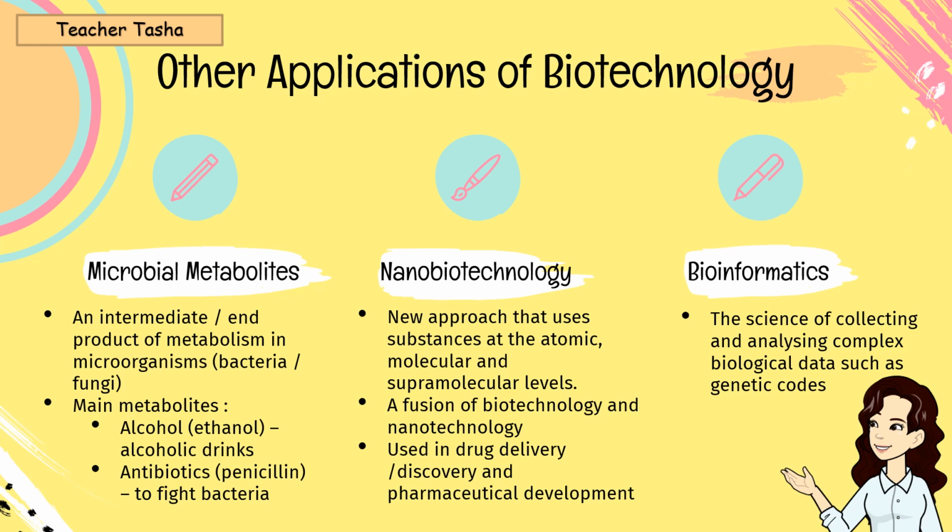When we talk about antibiotics, antibiotics such as penicillin from the fungus Penicillium and also streptomycin from the bacterium Streptomyces can be produced in the industry by culturing the fungus or the bacterium in a fermenter. So it can be produced on a very large scale. Now, let's look at nanobiotechnology. Nanobiotechnology is the combination or fusion of biotechnology and also nanotechnology. Nanotechnology is a new scientific approach that uses substances at atomic or molecular levels, and nanobiotechnology is mainly applied in medical and also clinical fields.